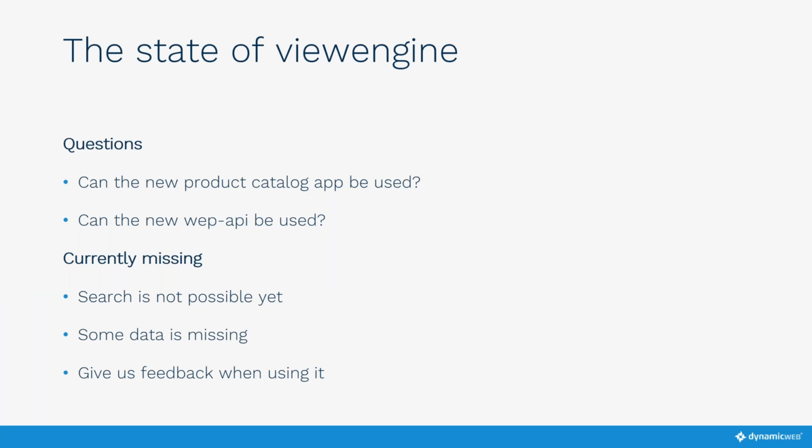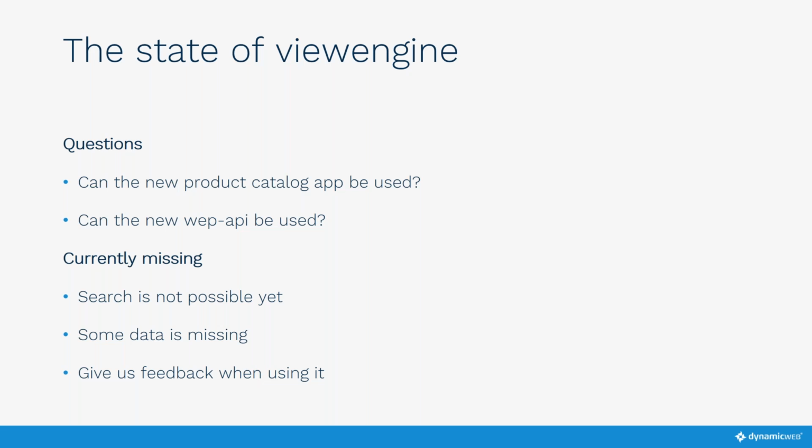So the state of this view engine, you can use the product catalog app already, and you can also use the web APIs already. They're released on the 9.5. 9.6 that is due in 2 weeks will also contain some improvements and things on this one. And there are some things that you cannot do. It's not possible to search directly in the web API. But you can use, of course, search using the product catalog app.